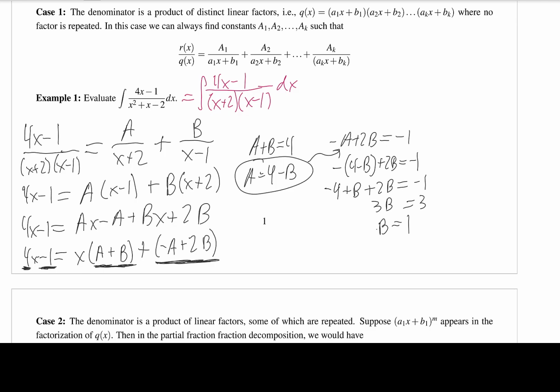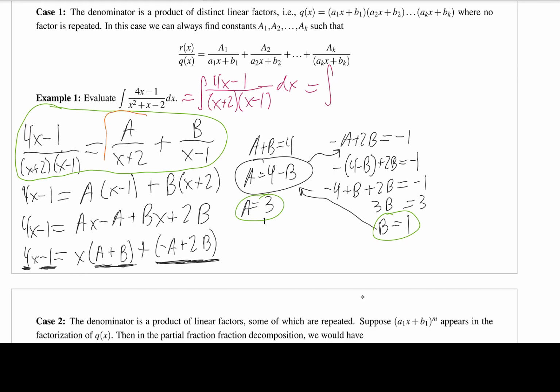Alright, now plugging this in for b over here, we'll get a equals 4 minus 1, which is 3. Alright, so I'm going to circle these. It's always important to keep this in mind. Alright, now we can rewrite our integral, because we know that this has to be true. And so what I'm going to do is use this side of our equation to replace this right here, and I'm just going to substitute our a and b values.